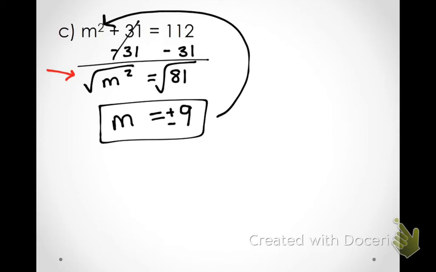Now let's check it one more time. That was the positive 9. What about when I plug a negative 9 into there? What's negative 9 times negative 9? 81. Still 81 plus 31, 112. So it did work out, okay? That's how you do those kind of problems.